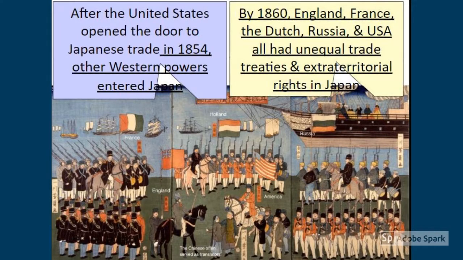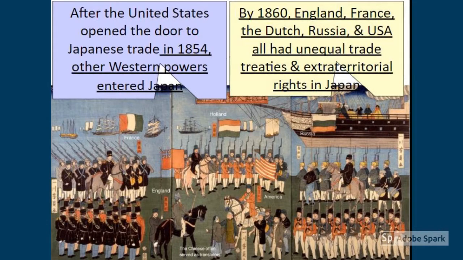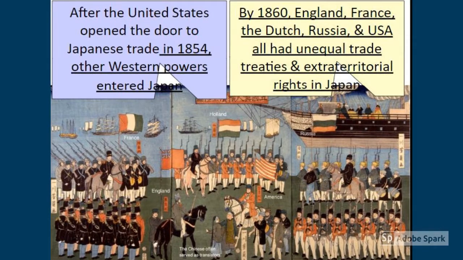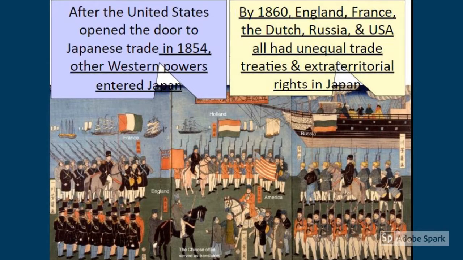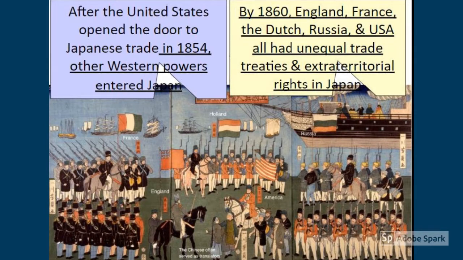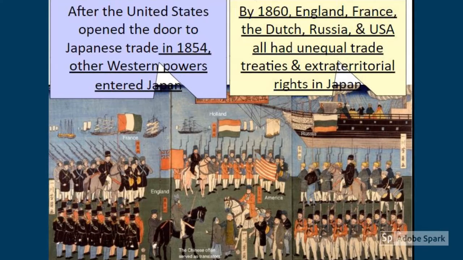But one of the worst things imposed on them were extraterritorial rights, which basically means that while these foreigners are in Japan, they do not have to follow the laws of Japan, but rather whatever the laws are in their own country. So, Japanese police really couldn't do anything to law-breaking foreigners other than send them to their own countrymen to be punished, which of course meant most of the time, nothing would happen to them.